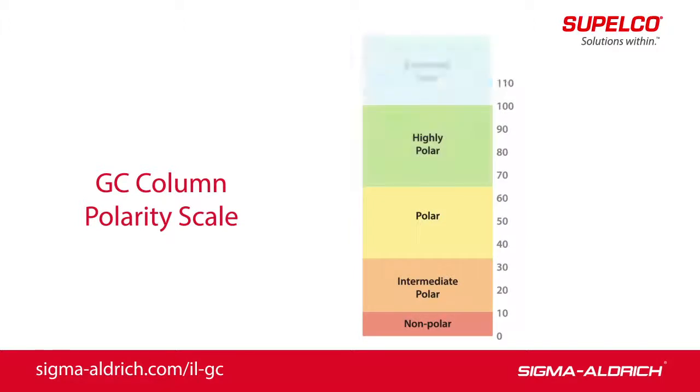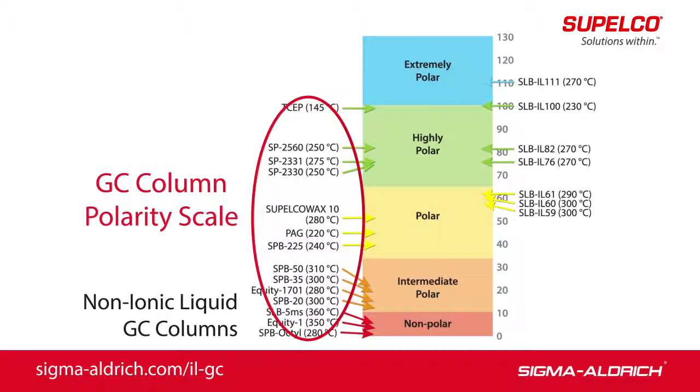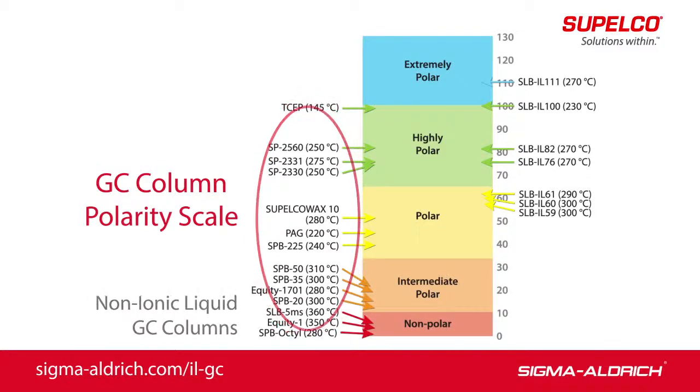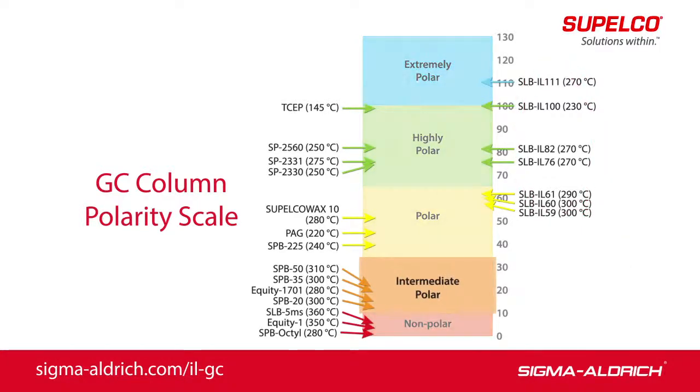The GC column polarity scale illustrates the relative polarities of various column phases to one another. To the left of the scale are the positions and maximum temperatures of several non-ionic liquid columns. To the right of the scale are the positions and maximum temperatures of current Supelco ionic liquid columns. We expect ionic liquid columns will be introduced into the intermediate polar region.